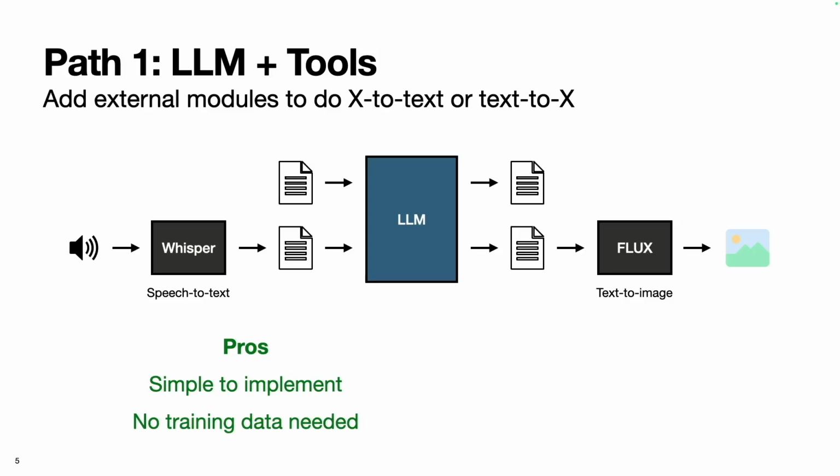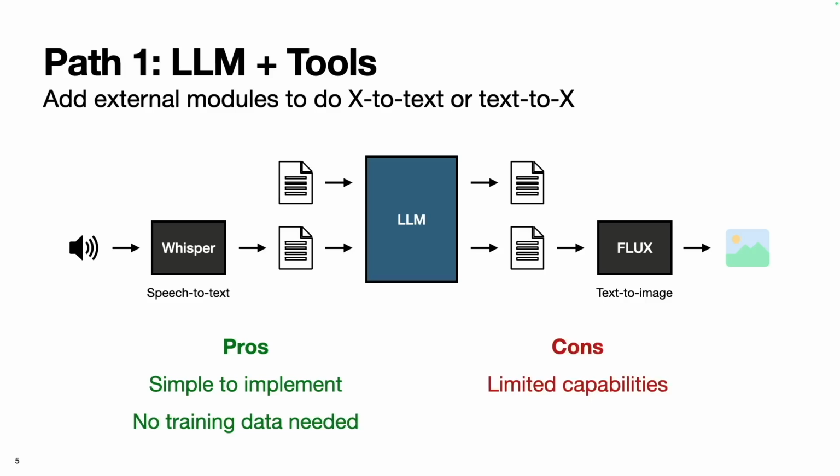You don't need to train a speech to text model. You don't need to train an image to text model. You don't need to train any adapters, as we'll see in the next slide. You can just use all these pre-trained models out of the box and stitch them together to fit your needs. But of course, there are some cons.